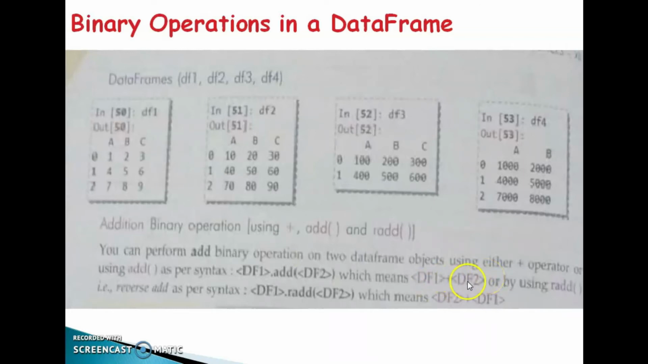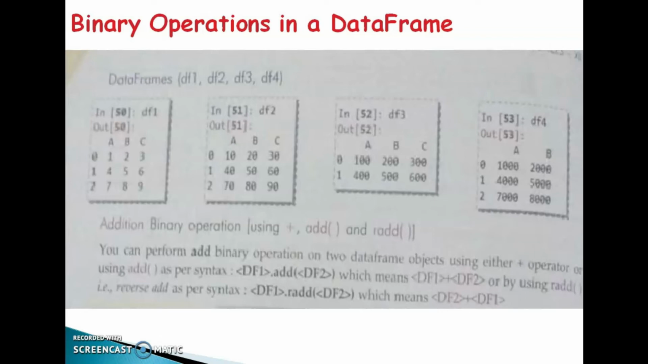df1 plus df2, or by using radd, that is reverse add. The syntax is df1.radd(df2), which means df2 plus df1. Okay, clear this one? Addition binary operation over this data frame.